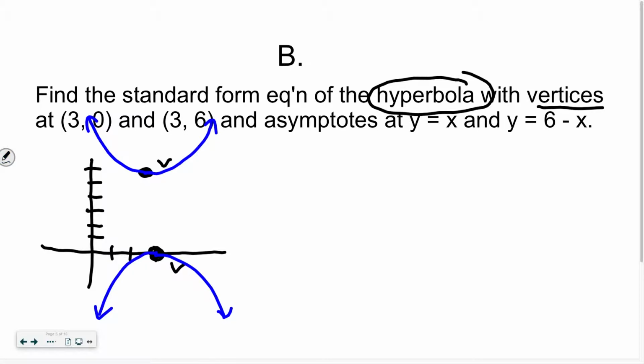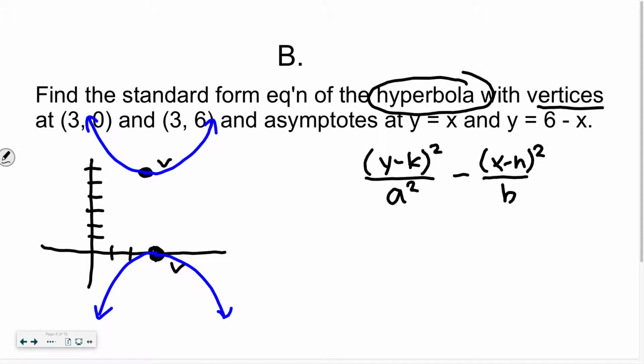If I'm thinking about the previous slide, what does the equation of a hyperbola look like when it has a vertical transverse axis? That's when y squared is first. So I know it's going to be y minus k quantity squared over a squared, because a squared is always first in a hyperbola, minus x minus h squared over b squared equals 1.